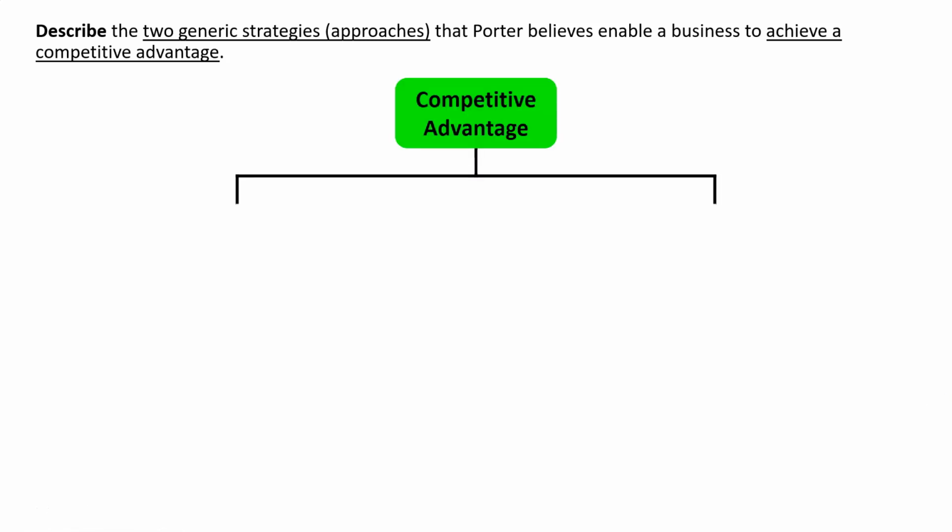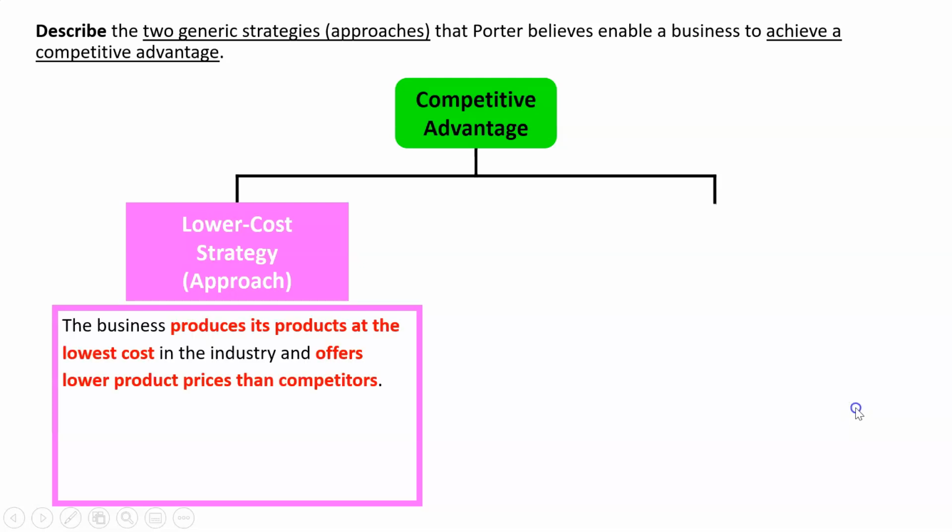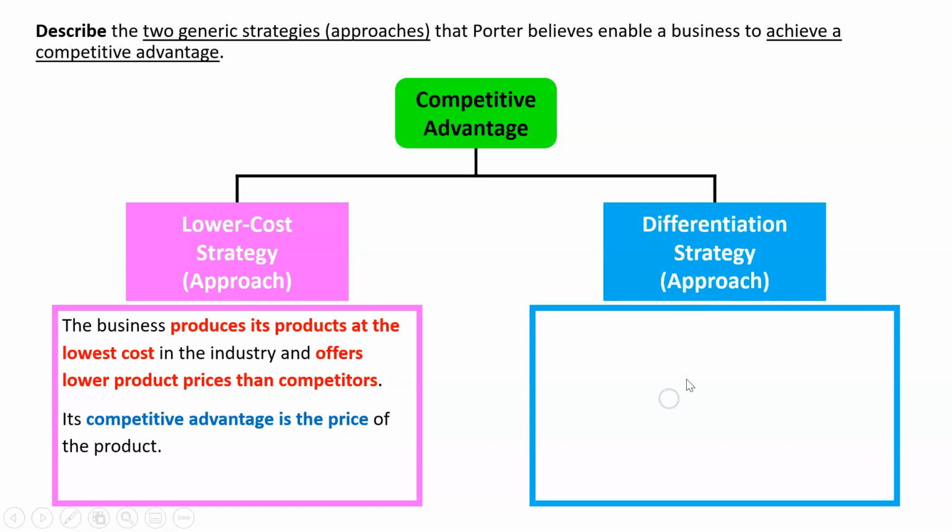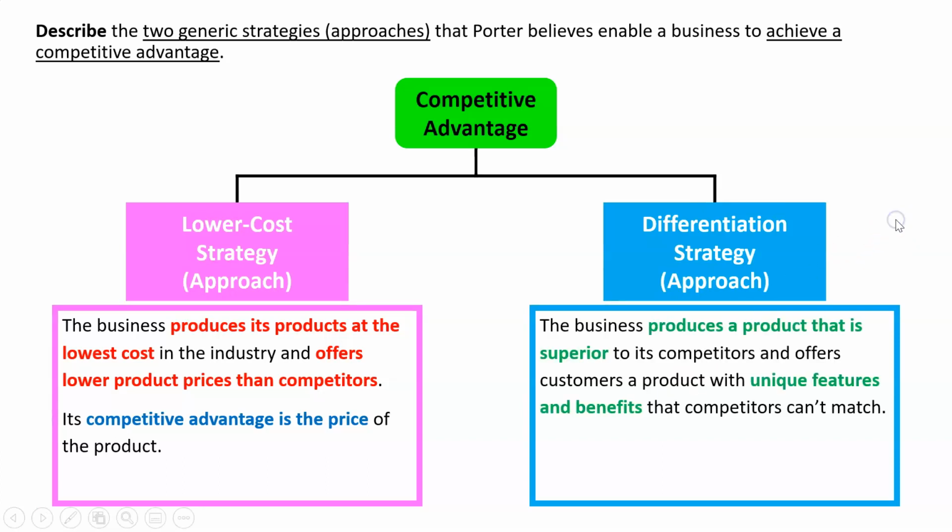He says you've got to achieve a competitive advantage where you are superior or have a point of difference to your competitors. And there's two ways to do it. One is the lowest cost, or you might say cost leadership. Same thing. We produce at the lowest cost and offer the lowest prices. Our competitive advantage is the price. Or we are a differentiated business. We have a product that is superior with unique features. And our competitive advantage there is the product itself.